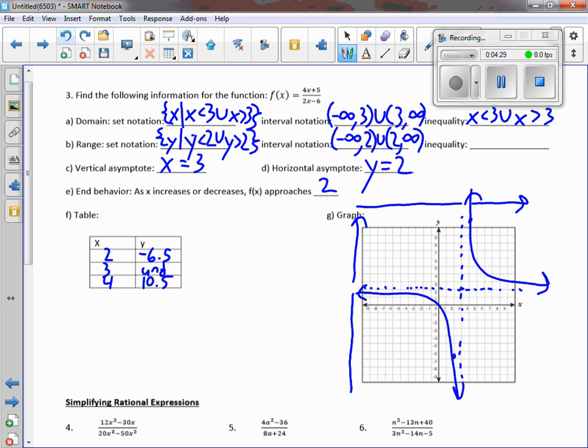Inequality would be y is less than 2, union y is greater than 2. Let me clean that up a little bit for you. So that's how you get the attributes when you have a rational function with an x on top and bottom.